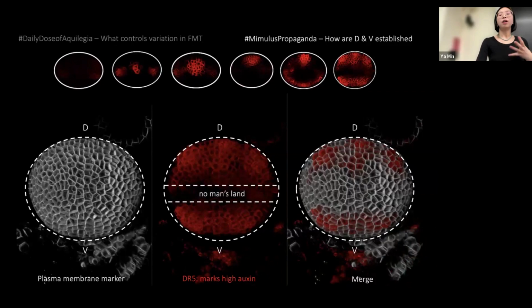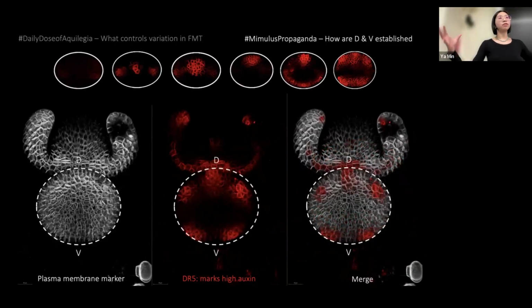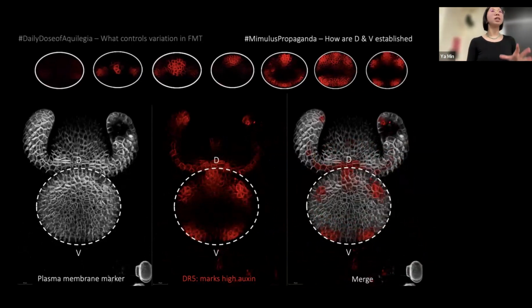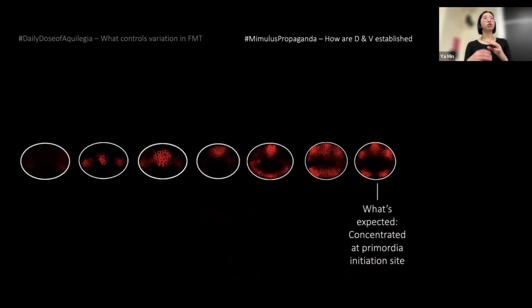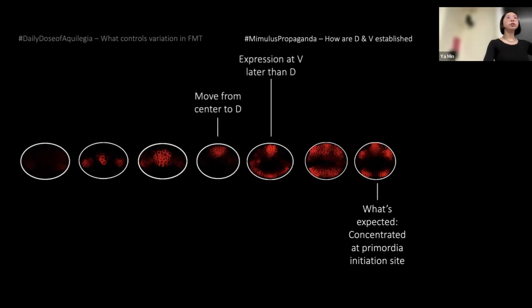Only after the appearance of no man's land, the number of cells expressing DR5 will then decrease, resolving into the 5 dots and marking the initiation site of sepal primordia. And this is what we expect to see for DR5 pattern. I only said this is what's expected for the last part, because many things we saw before are mind-blowing. It's very surprising, especially this movement from the center to the dorsal and how the expression at the ventral is much later, not to mention this no man's land.